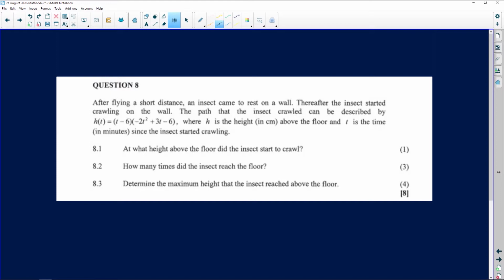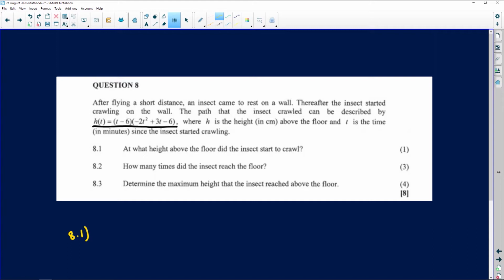So we are being given a model that describes the path that is mapped by this fly when it's crawling on this particular wall, where h is the height in centimeters above the floor and t is the time in minutes since the insect started crawling. Great stuff. Question 8.1 is asking us, at what height above the floor did the insect start to crawl?